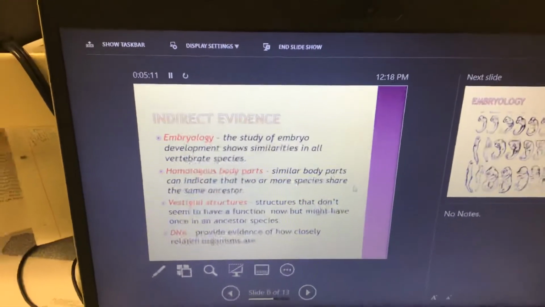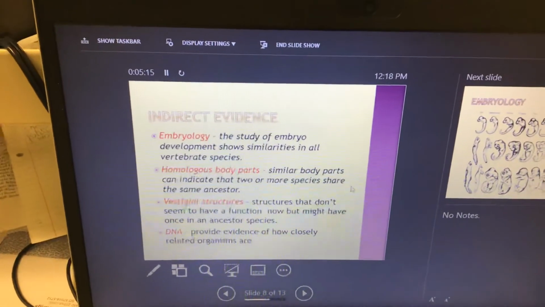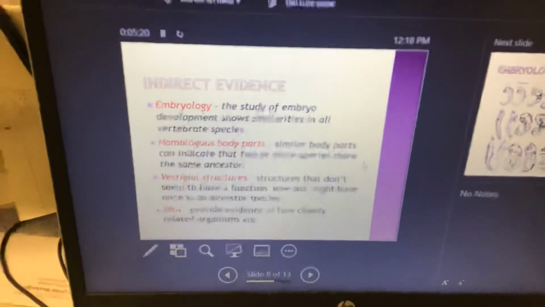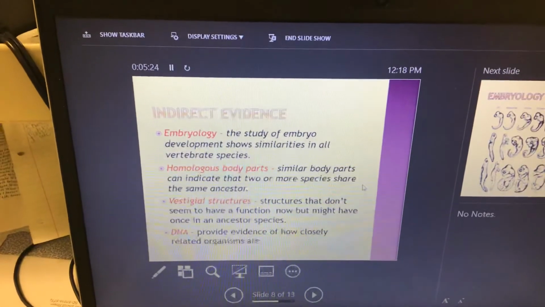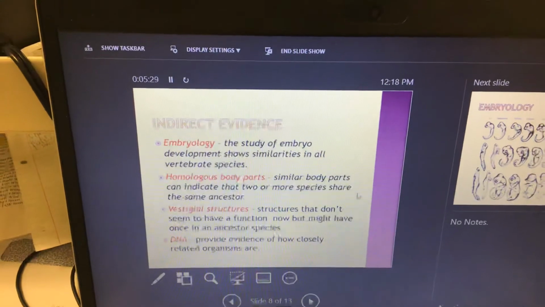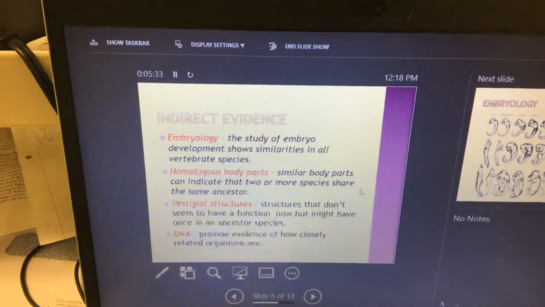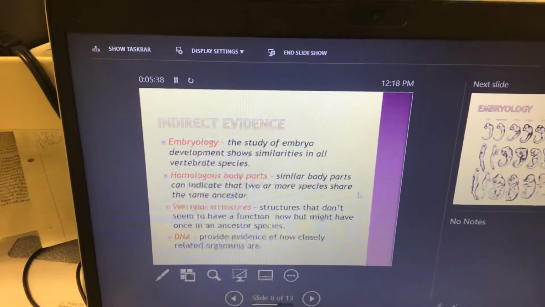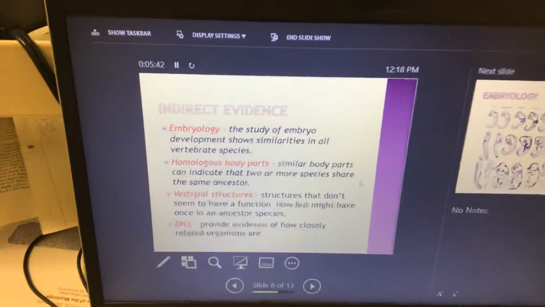I want you to write this down. You can pause if you need to. Write this down. This is most of the writing the rest of the time. I would pause because I'm going to go on here. Embryology, study of embryo development, homologous structures, vestigial structures, and DNA. So pause this and write those definitions down. I guarantee they're going to show up, so don't skip this. But pause.